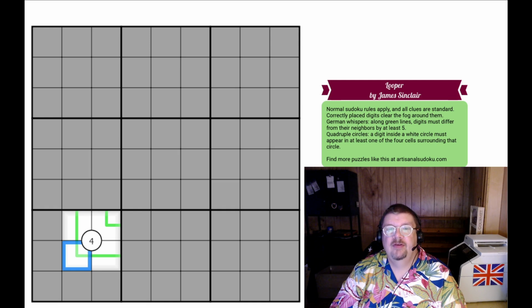I'm Timotab and today I'm going to be solving Looper by James Sinclair. This puzzle appeared in volume 147 of Artisanal Sudoku, which is James's publication.